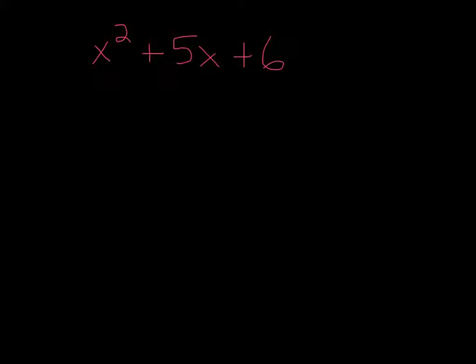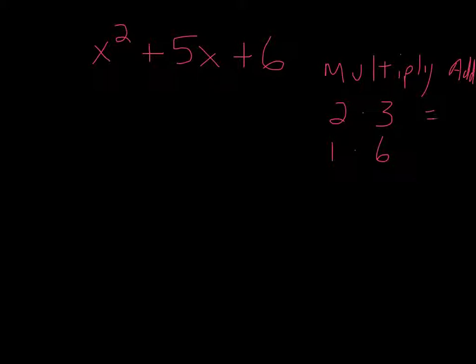Okay, so here's the trick. They have to multiply to be the last term. So multiply to be 6. So the factors of 6, you got 2 and 3 and 1 and 6. Okay, but they add up to be the middle term. So this one equals 5, this one equals 7.